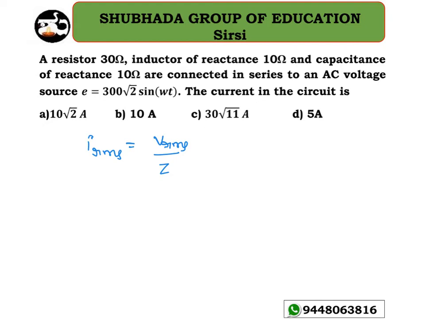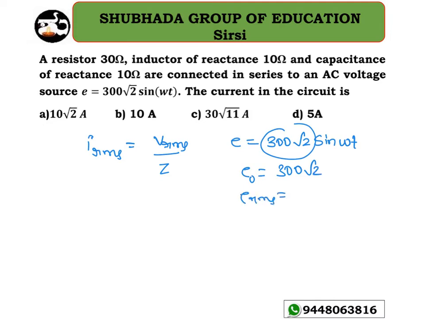So now let me try to get the value of V RMS. They have given the equation for the EMF here, E equal to 300 root 2 times sine omega t. So I can take E0, the peak value, as 300 root 2. Therefore E RMS must be equal to E0 divided by root 2. This is the relationship between the peak value and the RMS voltage. So 300 root 2 divided by root 2 is 300 volt here. So I got the value of the V RMS.